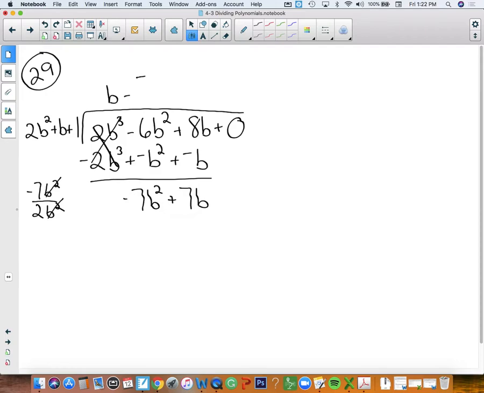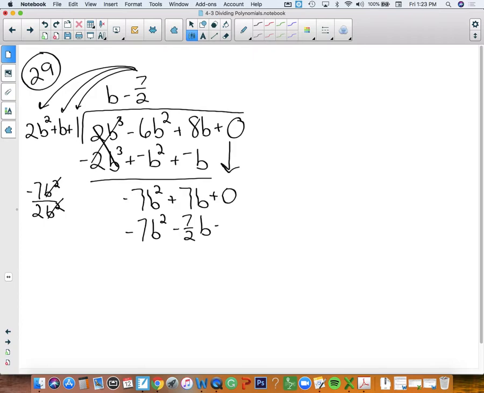So we need a negative 7 halves in here, which will multiply through. Okay, that fraction is going to run through there. All right, and this is what it looks like. So I just said negative 7 halves times that 2b squared will get me to a negative 7b squared. And then we'll have a negative 7 halves b, and I needed to drop that 0 down, so then we have a minus 7 halves on the back end. So that's what it looks like, okay?